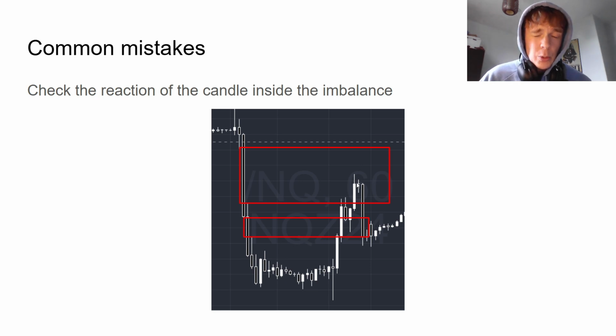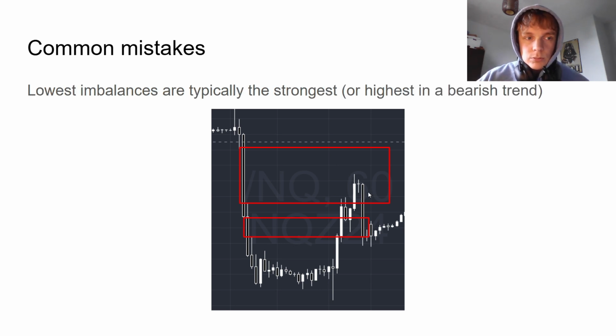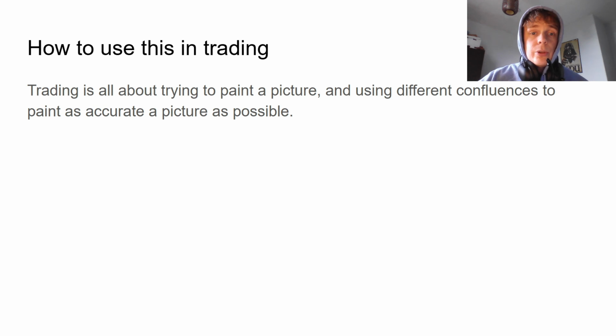So you want to wait for a reaction once you get into the imbalancement. The lowest imbalances are typically the strongest or the highest in a bearish trend. A better way that I should have phrased that is the first imbalancement created in the trend. So in this example, we're in a bearish trend, price is coming right down. So this is the first one that was created. They're typically the strongest.